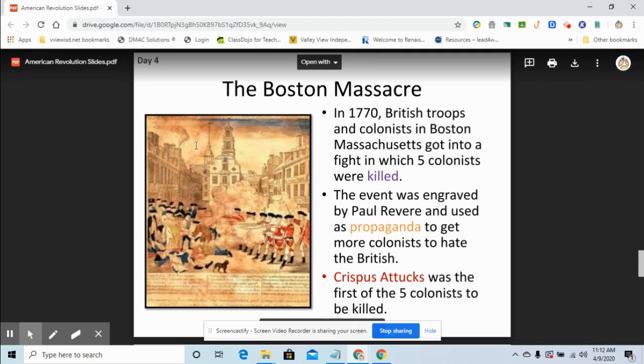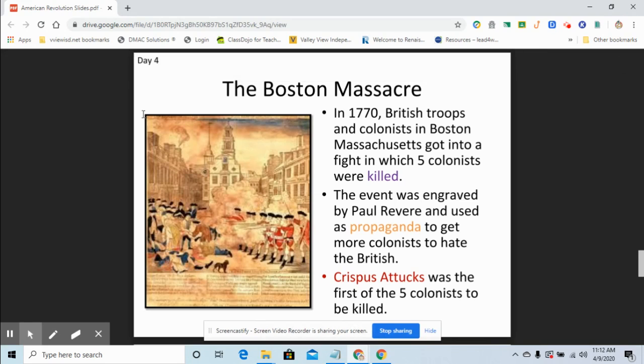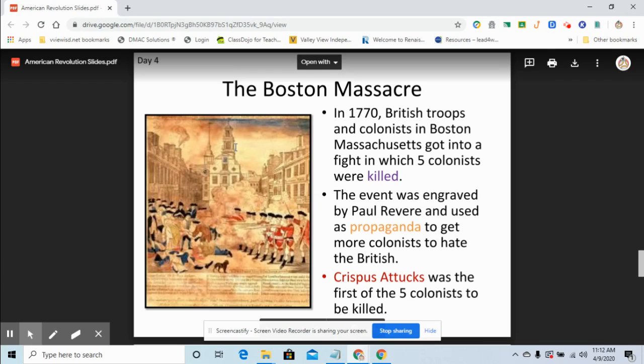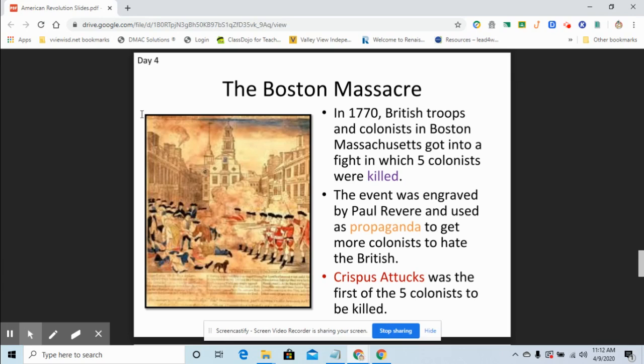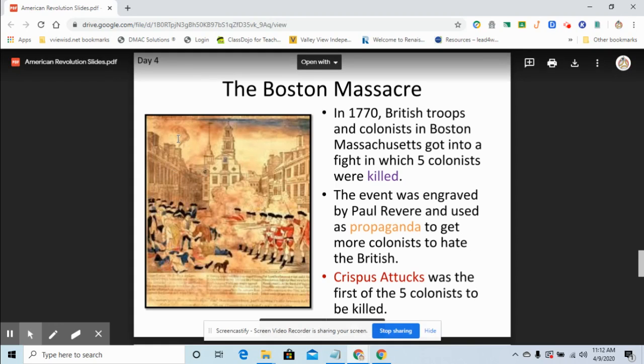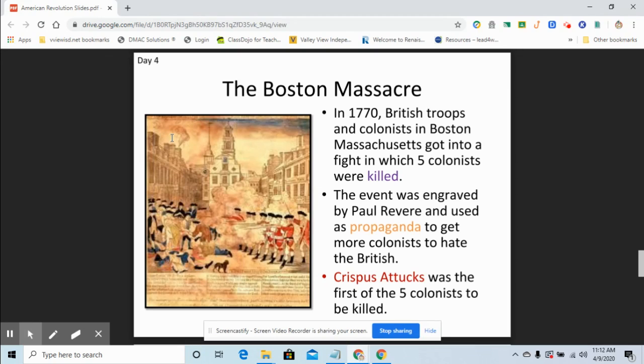Now, this etching here, it's not actually a painting, it's an etching. And what that means is that the artist, who was Paul Revere, who later became a very important figure during the American Revolution, went ahead and engraved this into metal. And what he did was you could put paint on top of it and then use it like a stamp, kind of, to stamp it onto a parchment. So this is called an etching. And etching means to kind of carve into things, little carvings. And so there's a lot of detail in this.